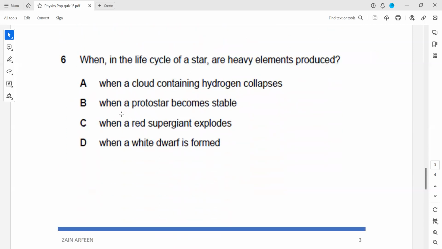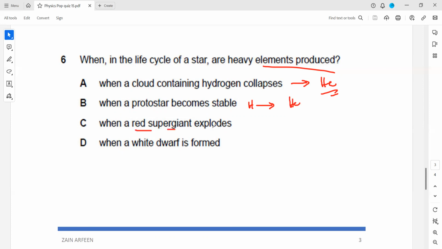In question 6, in the life cycle of a star, when are heavy elements produced? Usually heavy elements are produced when we talk about high mass stars. When a cloud containing hydrogen collapses, it will form helium. That will not be a heavy element. When a protostar changes into a stable star, hydrogen fusion is there mainly, and hydrogen is turning into helium.